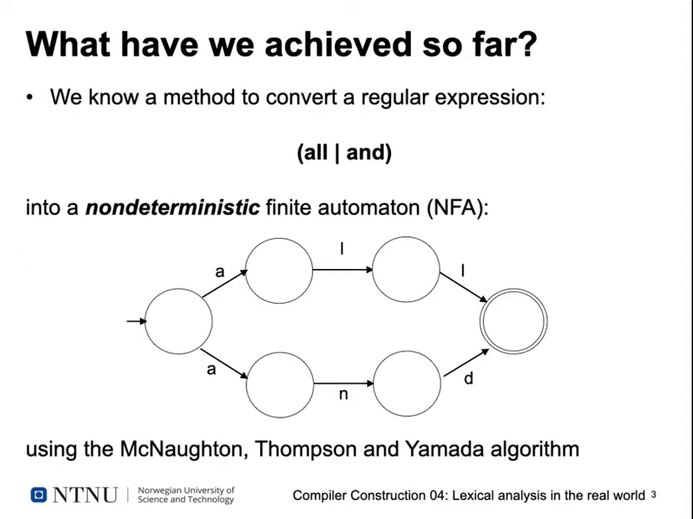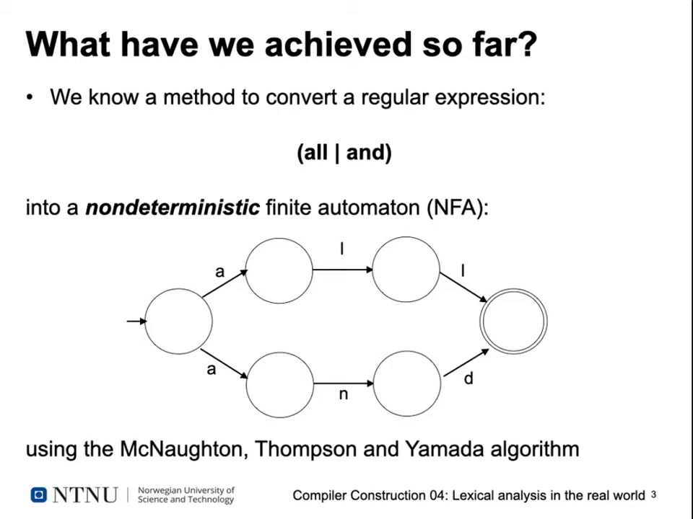So what have we achieved so far? We have seen a method to convert a regular expression like this one here, where we want to recognize all or and, so these two strings, into a non-deterministic finite automaton, so an NFA. We see that we have a branch here in our graph that detects ALL, and we have the other branch that detects AND. And this is using the McNaughton, Thompson, and Yamada algorithm to construct this.